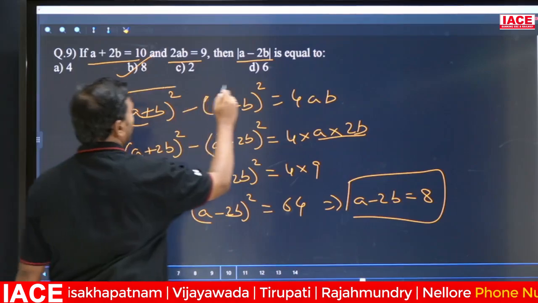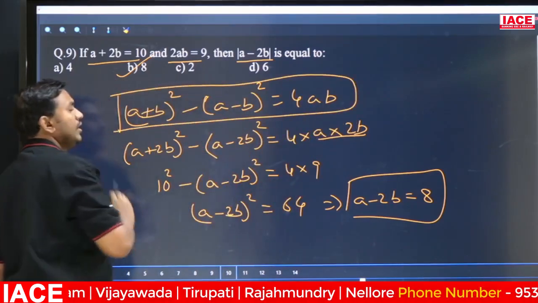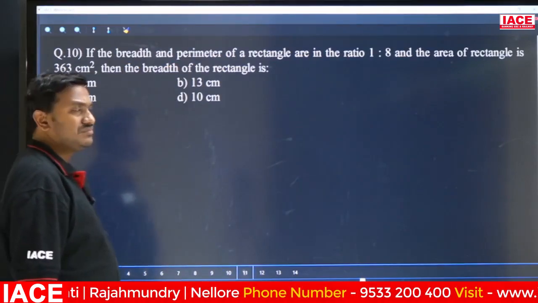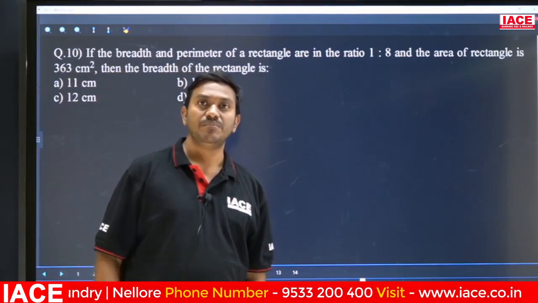Only thing, the formula we have to know. This is the formula, and it's a basic formula. Question number 10. So the next one is a mensuration question.